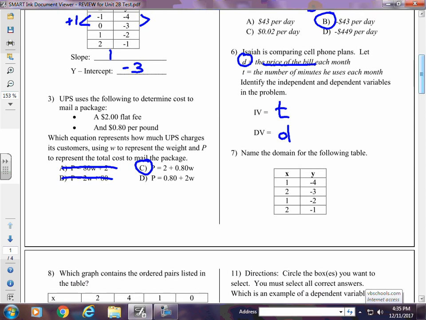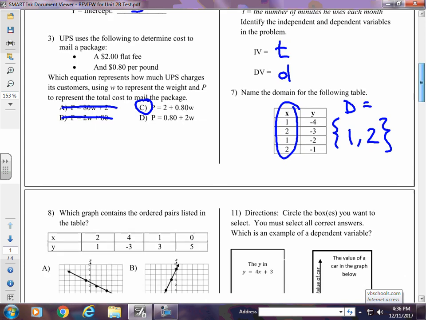For number 7, you want to name the domain from the following table. Domains are always the X values, so here are the domains, and when you write it, you don't just write down every number. You want to say D equals, and then it's a set of numbers, so this is where you have to use those braces. Do not repeat values. So the only numbers that show up in that domain are 1 and 2, and then they must be in braces.